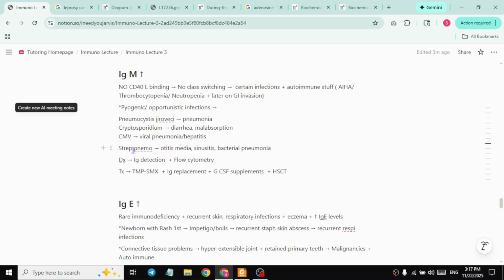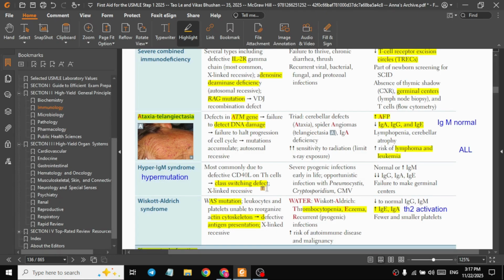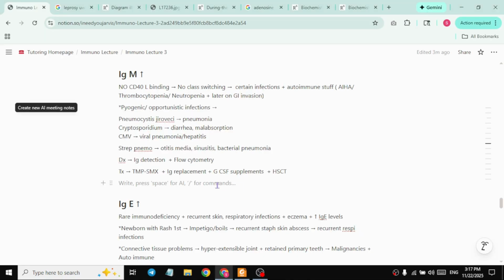Okay, strep pneumo leading to otitis media, sinusitis, etc. Right? Do they have any other points? You see class switching, again recessive, right? Everything else is decreased. Germinal centers are lost, right? So all of these are lost here. All right, so now we understand IgM syndrome.